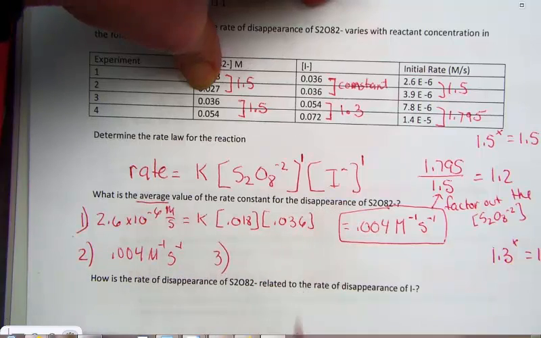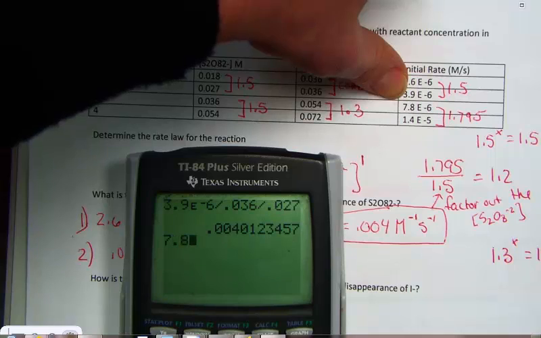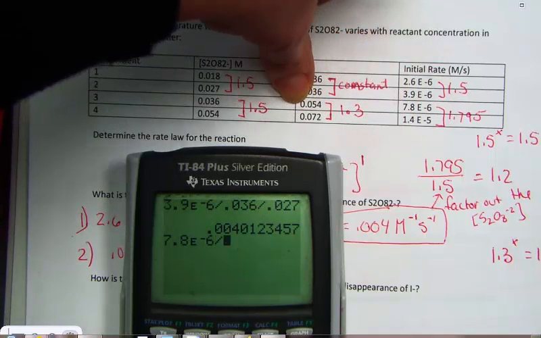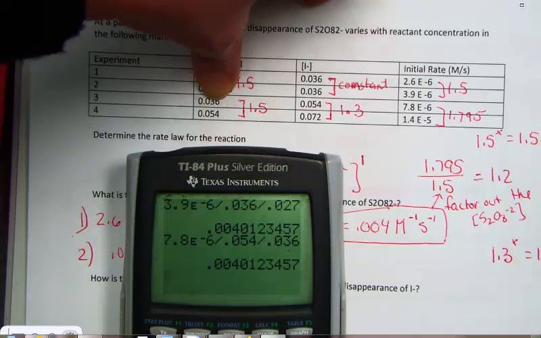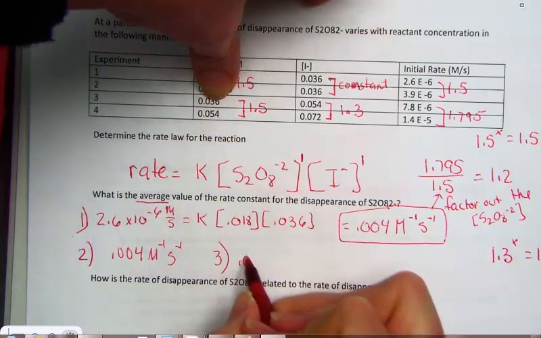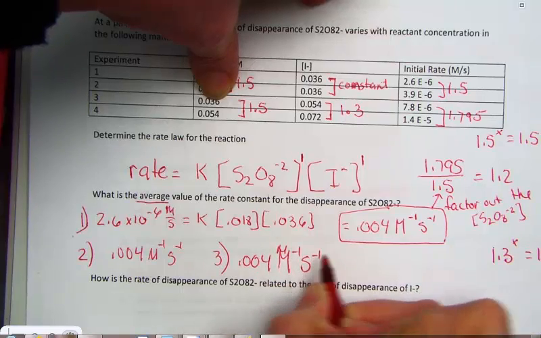How about trial 3? The rate constant, 7.8 E negative 6, divide out the concentrations because they're both first order. It's a simple division, and we get 0.004 M^-1 s^-1.